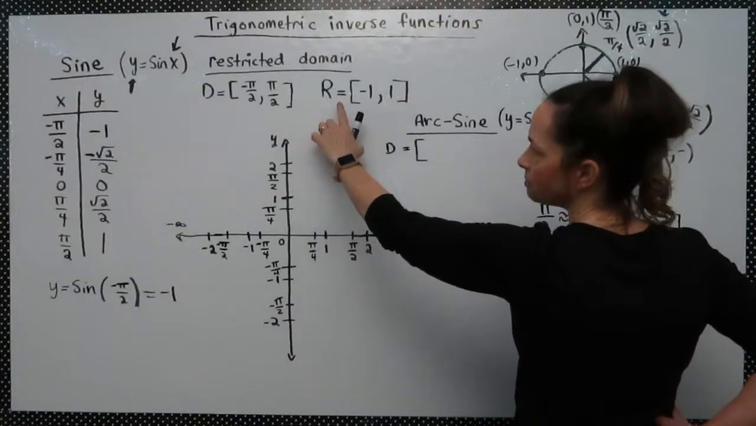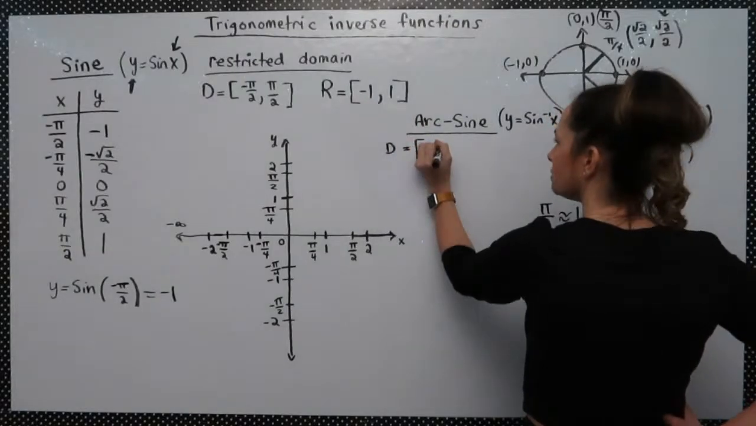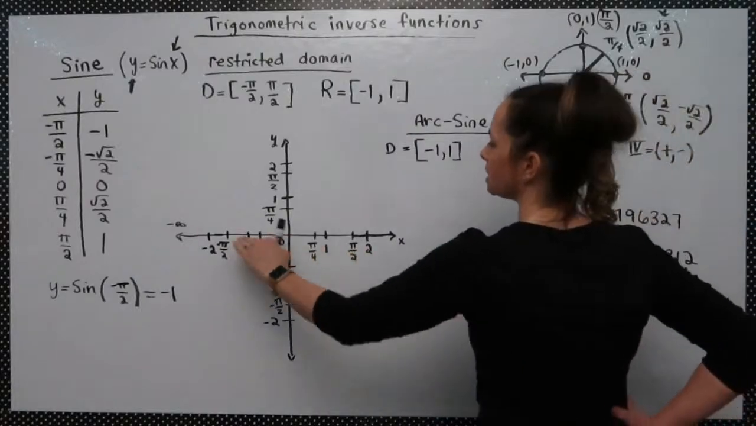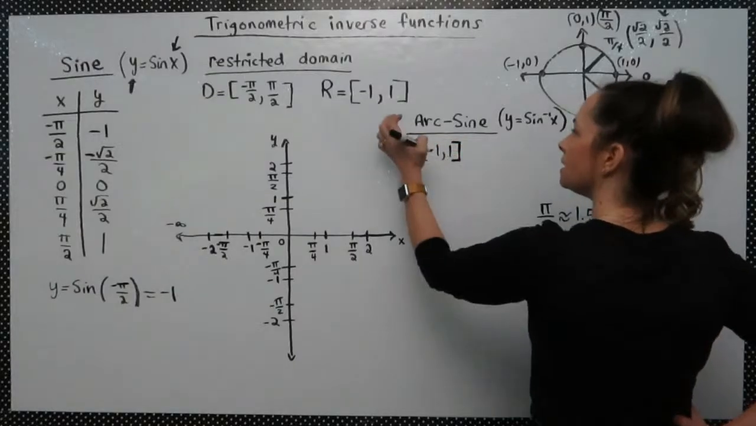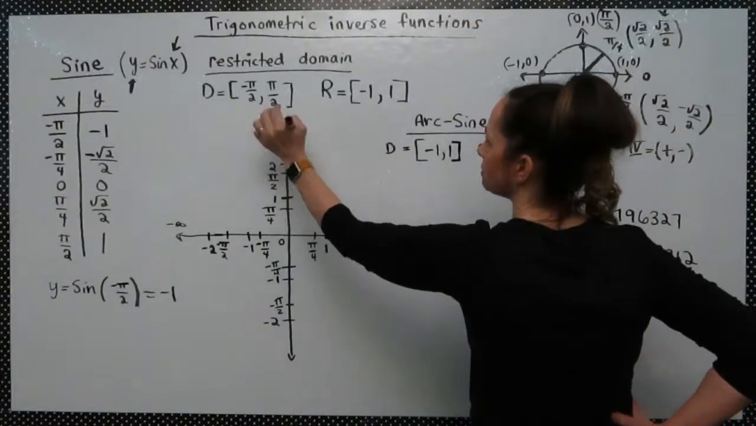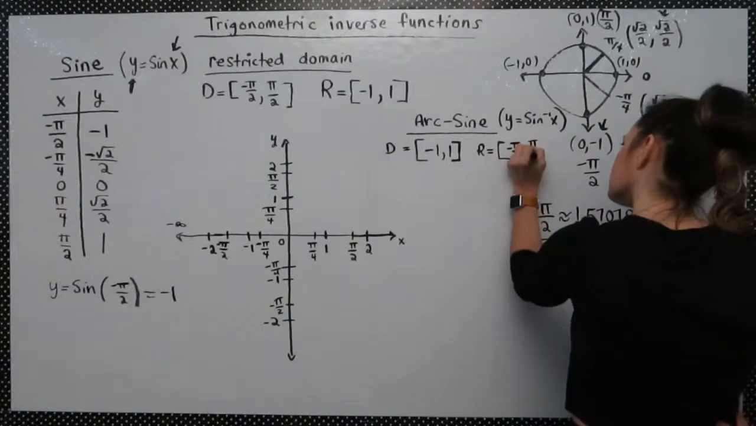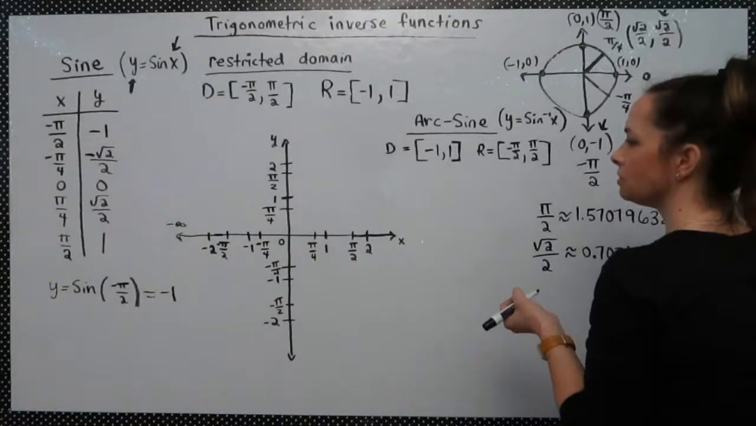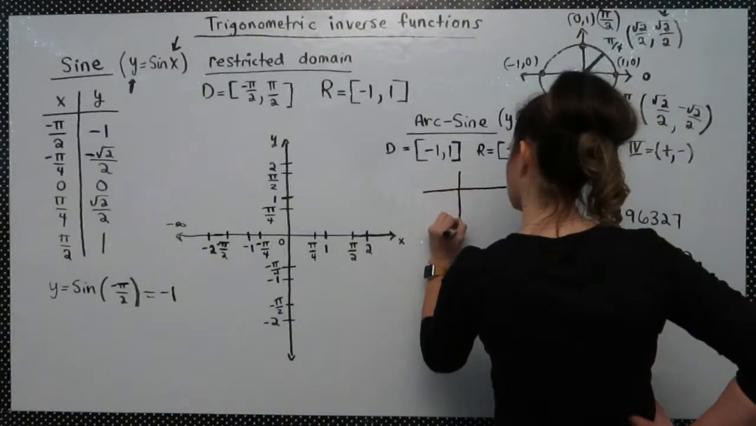So I'm going to write for my domain, it's going to become the range here, -1 to positive 1. So this is my domain now of my Arc-Sine. And my range is going to be my domain. Okay, so that's -pi/2, comma pi/2. All right. And then the next thing I want to do is create a table of values.